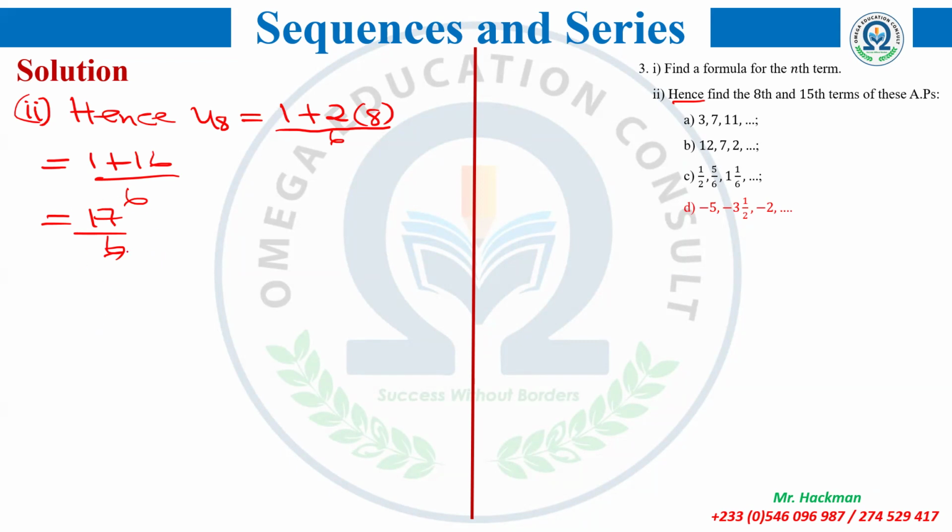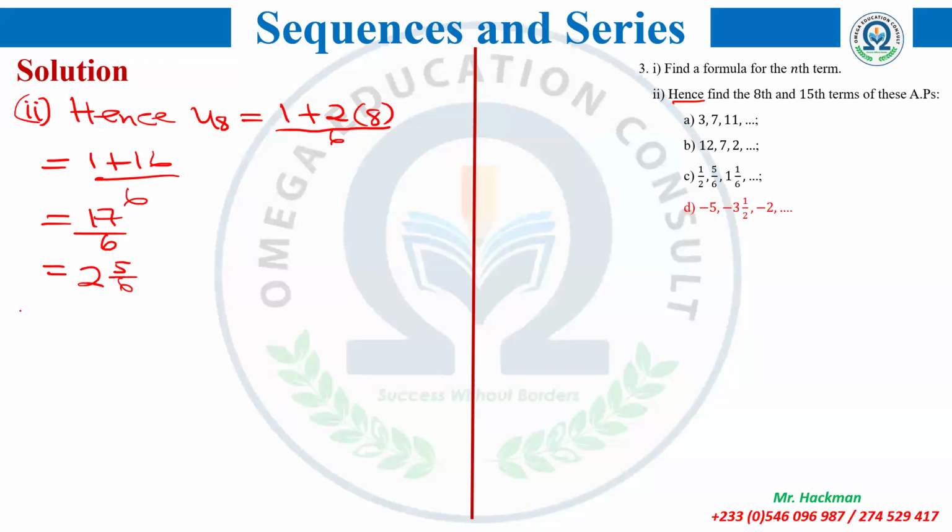Because remember, you don't conclude with an improper fraction unless otherwise stated. Take note of that. As for these marks, they are low-hanging marks that you shouldn't lose. So over 6, if you change this to its corresponding mixed number, what do we get? 2 whole number, 5 on 6. Am I right? Yes. Okay, so that is U sub 8, the 8th term.